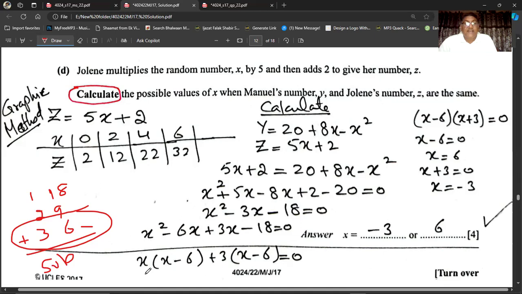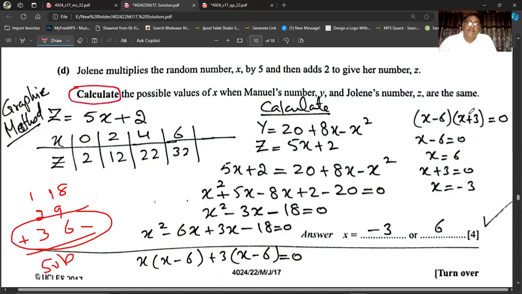From the first two terms, I can take x common. So in the bracket, I will have x minus 6. Bracket close. From the last two terms, I can take 3 common. So in the bracket, I will have x minus 6. Bracket close equals 0. So now I can take this x minus 6 bracket common. So in the other bracket, I will have x plus 3 equals 0.